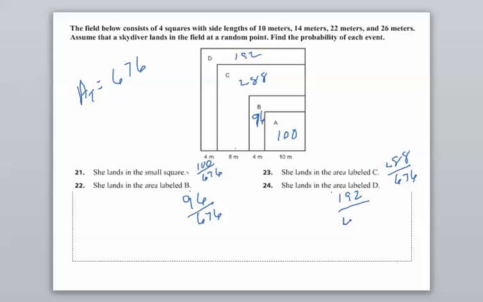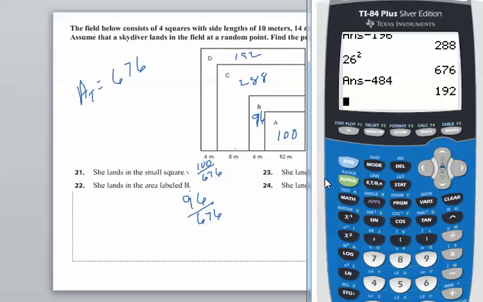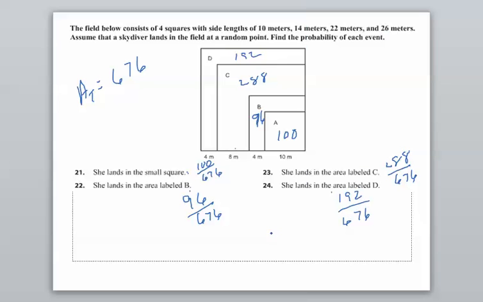192 over 676. Now if I added all of these up, I should get 676 over 676, right? So 100 plus 96 plus 288 plus 192, and that should equal 676. So the probability of landing in one of those 4 areas is going to be 1. Okay?